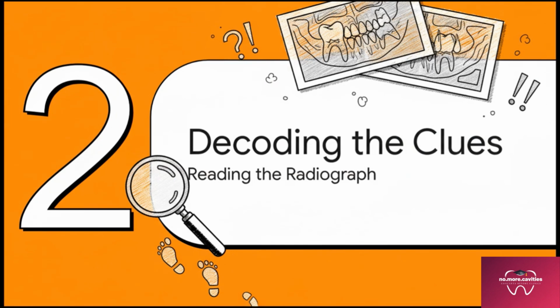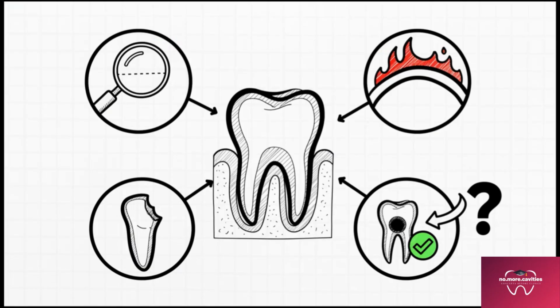Okay, so if x-rays have these blind spots, how do dentists figure things out? Well, they basically become detectives, decoding all the hidden clues in the radiograph. And these are the clues they're hunting for. A break in that lamina dura bone line points to an infection coming from inside the tooth. But here's the catch. The infection has to get big enough to actually eat through the dense outer bone of the jaw to even show up on the x-ray.